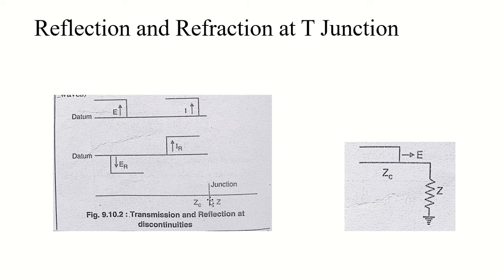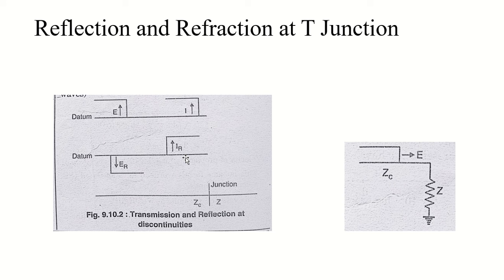So ER and IR represent the reflected waves. As you can see here, ER and IR are reflected waves, and ET and IT are transmitted or refracted waves. Okay, we will see it further.